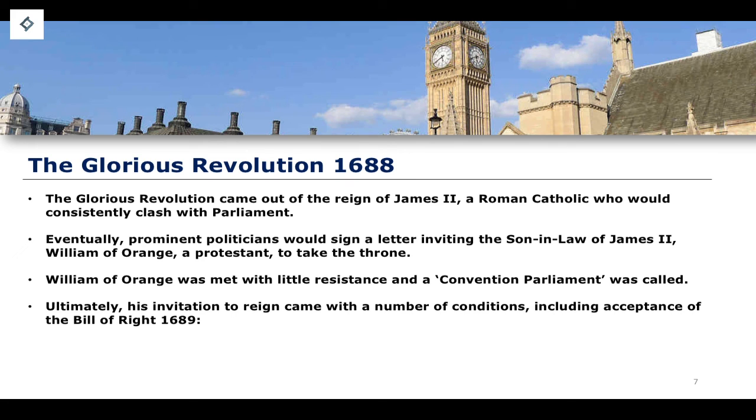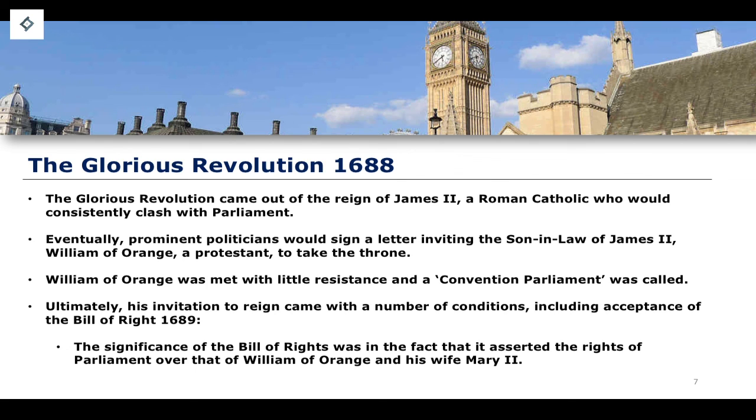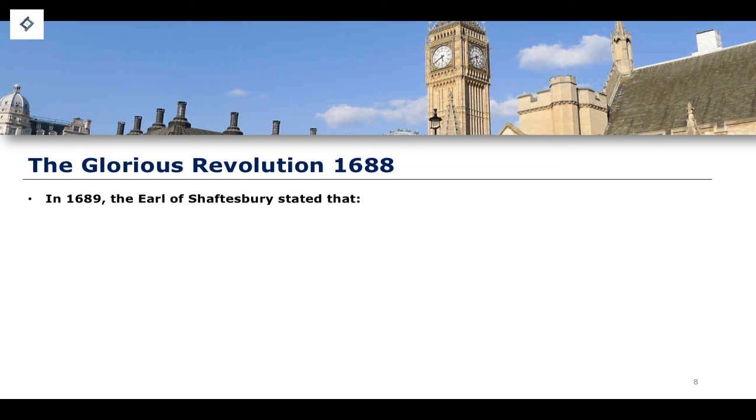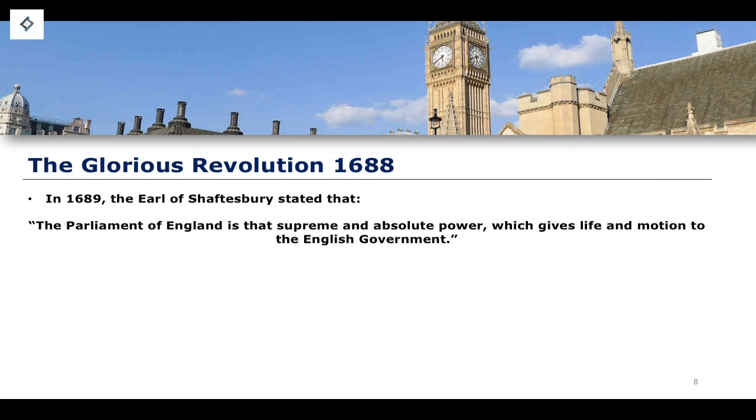Ultimately, his invitation to reign came with a number of conditions, one of which was an acceptance of the 1689 Bill of Rights. And the significance of this was that it asserted the rights of Parliament over the monarch and his wife Mary II. And ultimately, we see in 1689, the Earl of Shaftesbury state that the Parliament of England is the supreme and absolute power, which gives life and motion to the English government.